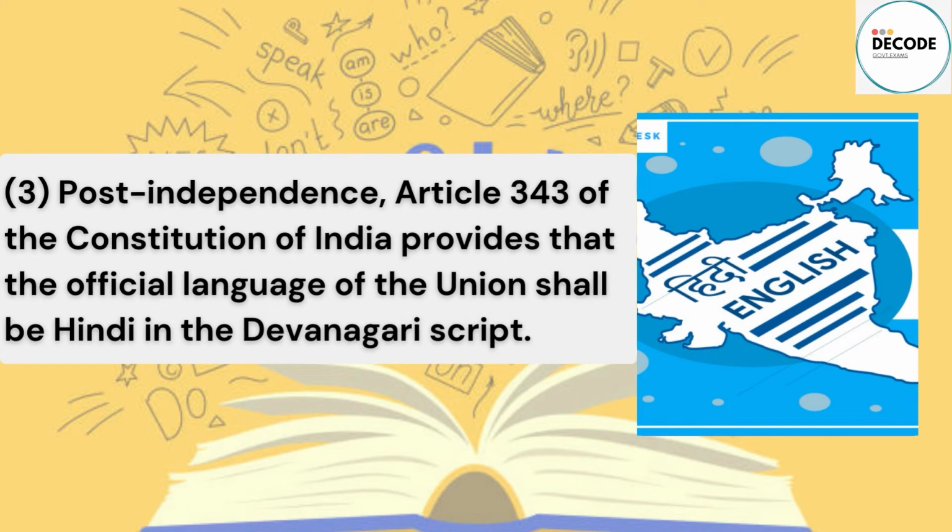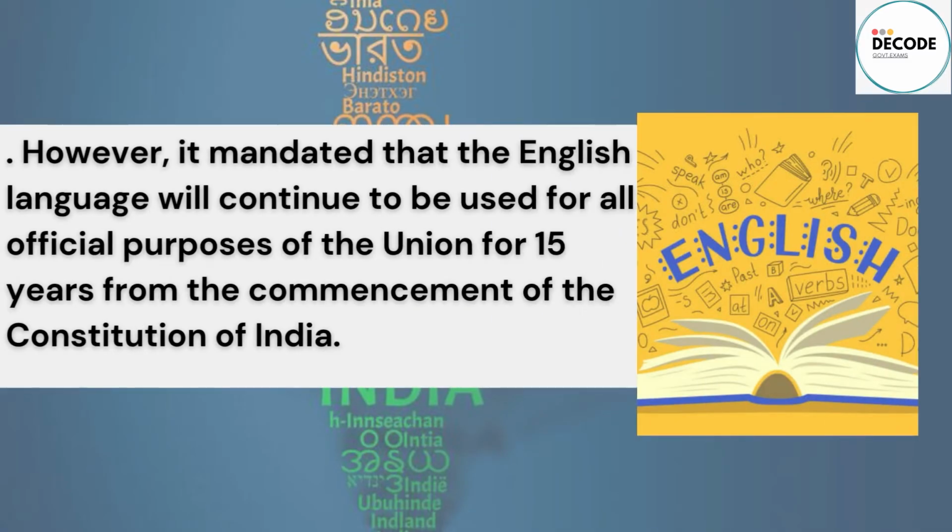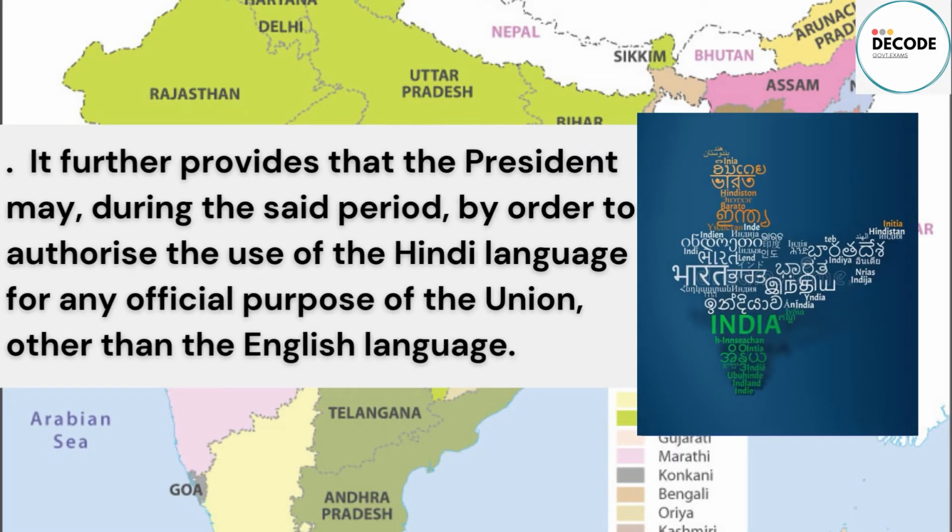Post-independence, Article 343 of the Constitution of India provides that the official language of the Union shall be Hindi in the Devanagari script. However, it mandated that the English language will continue to be used for all official purposes of the Union for 15 years from the commencement of the Constitution of India. It further provides that the President may, during the said period, by order authorize the use of the Hindi language for any official purpose of the Union, other than the English language.